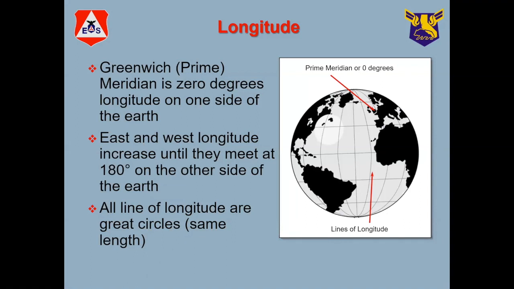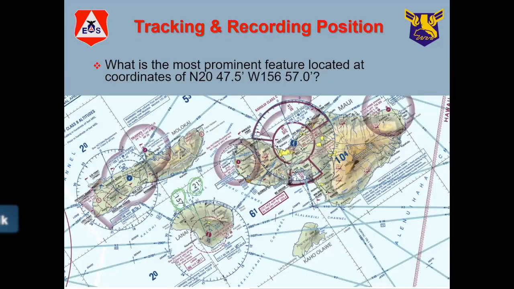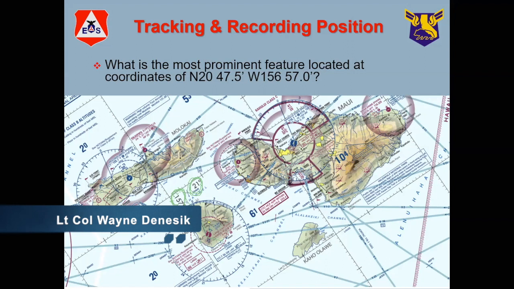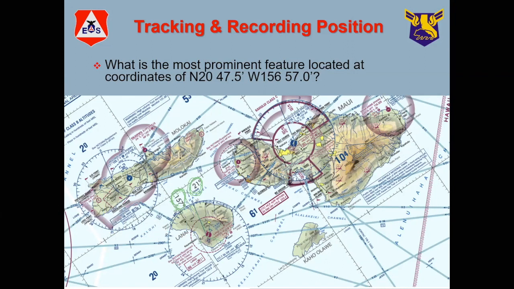So again, Greenwich is the prime meridian. East-west longitudes increase till they meet at 180 degrees on the side of the Earth, and all lines of longitude are great circles, same thing. What I want to point out is the format that we're using for the latitude and longitude, because that's really important and that can cause confusion. I've seen it happen before.